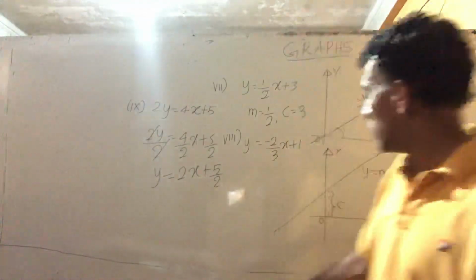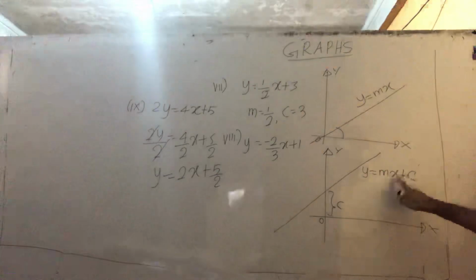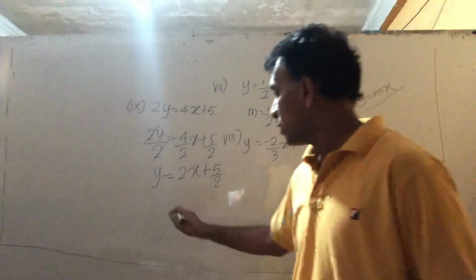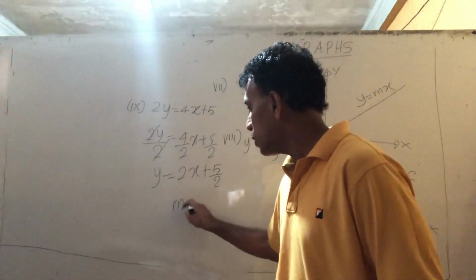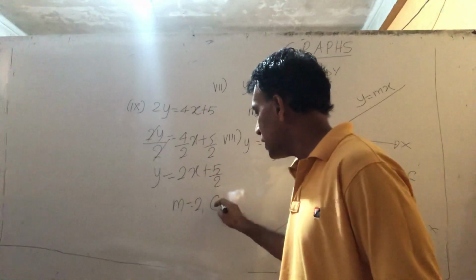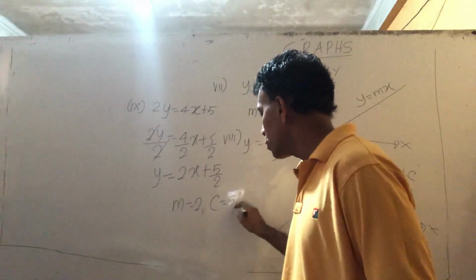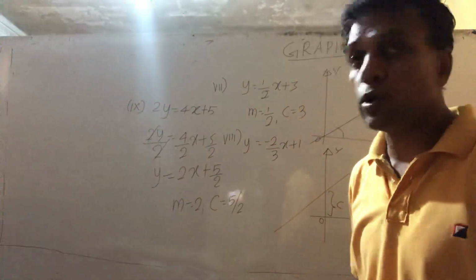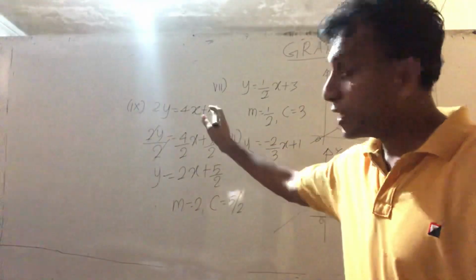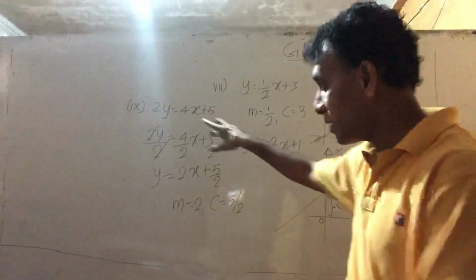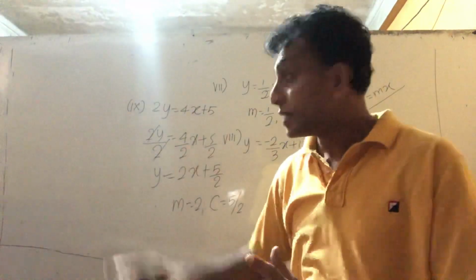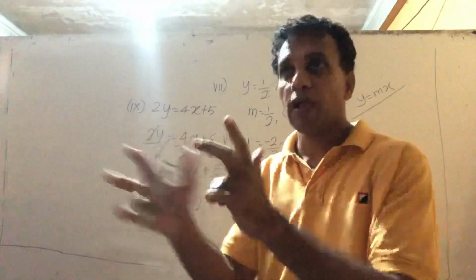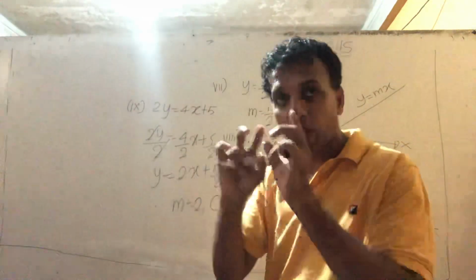Now you can tell the y equal mx plus c pattern. Therefore m equals 2, c equals 5 over 2: gradient 2, intercept 5 over 2. Very clear? So this is important. This is a straightforward question. This is something important for the future exams. Something like this, they will give shuffled. You have to rearrange and get y equal what?